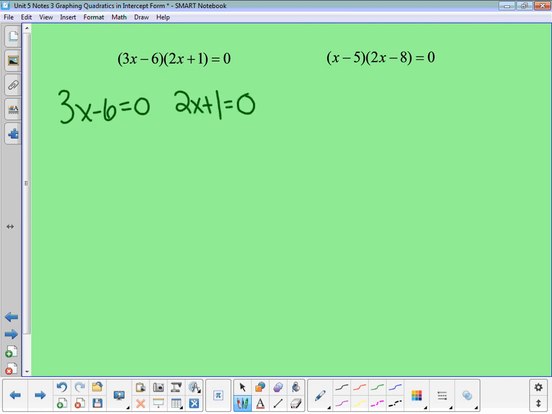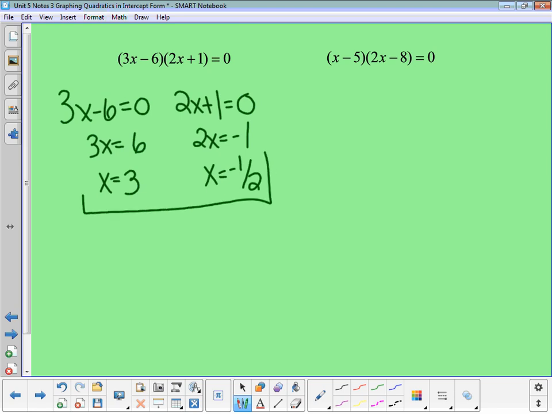So setting each of those factors equal to 0, here you're going to add 6 to both sides, divide by 3, and you get x is equal to 3. For this one, you're going to subtract 1 from both sides, and you get 2x is equal to -1, divide both sides by 2, and you get -1/2. Hopefully you're still comfortable with that zero product property idea from last unit.